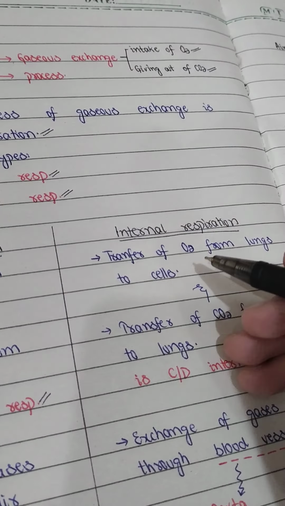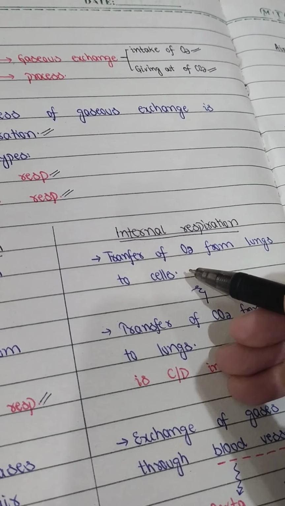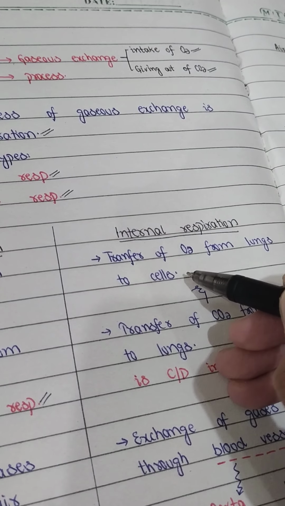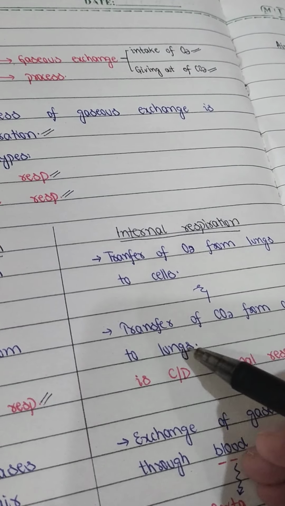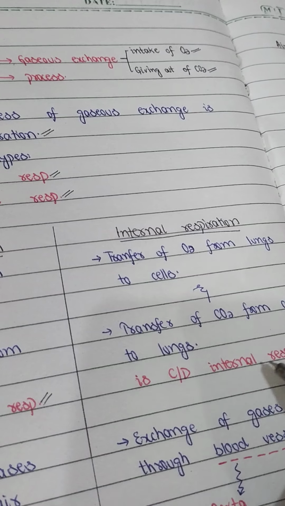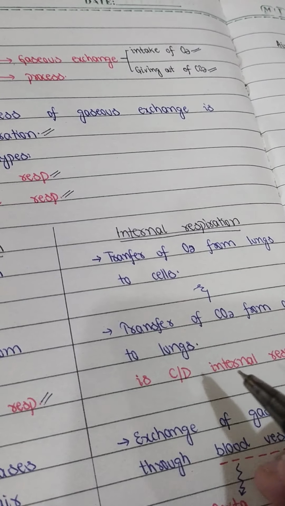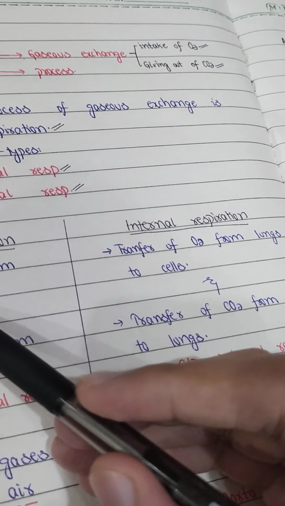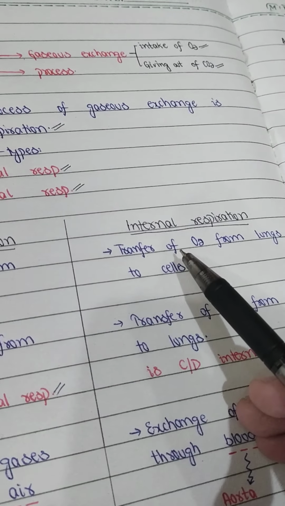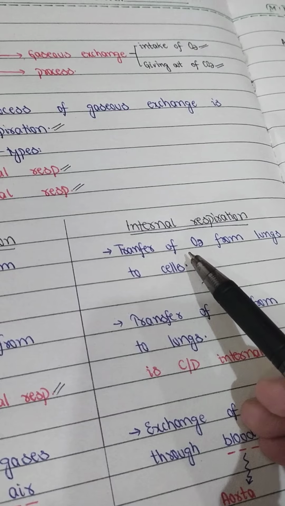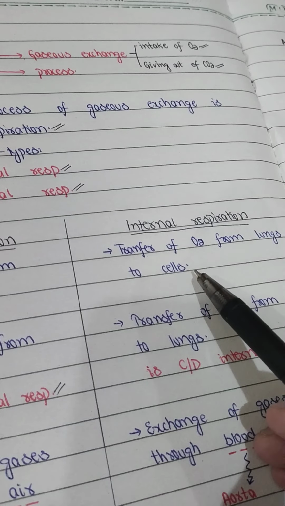Then here is our internal respiration. The transfer of oxygen from lungs to cells or tissues is called internal respiration, while the transfer of CO2 from cells into the lungs is called internal respiration. Here is the main difference: in external respiration, oxygen is transferred from air to lungs, while in internal respiration, oxygen is transferred from lungs to the cells.